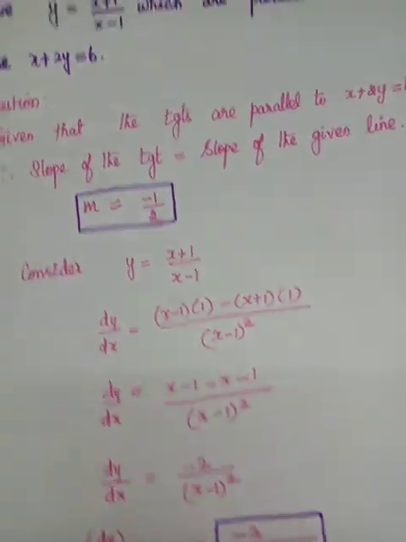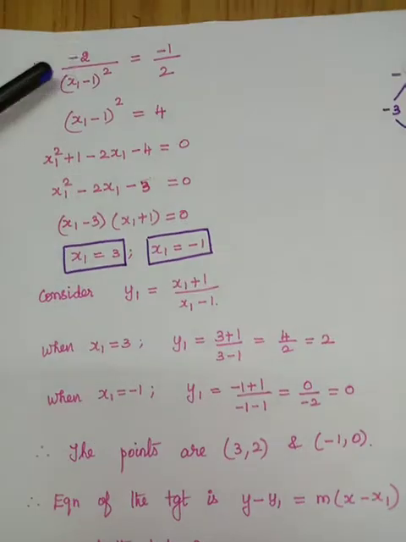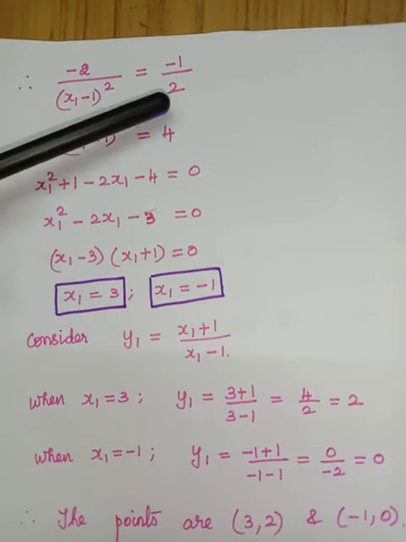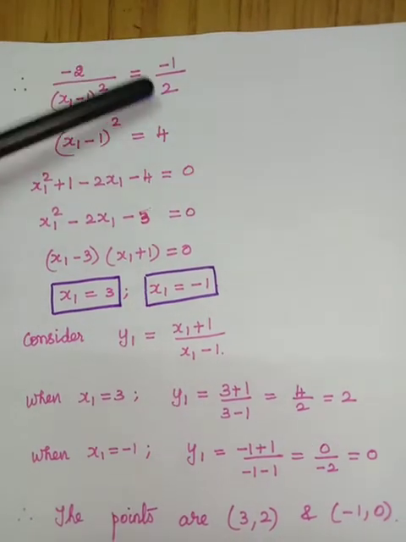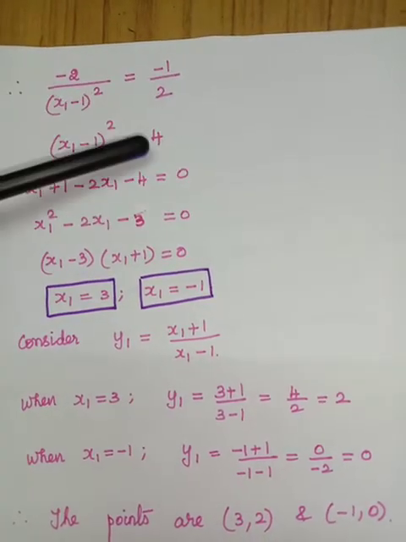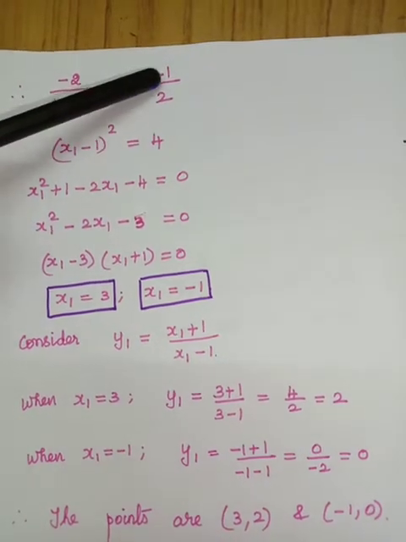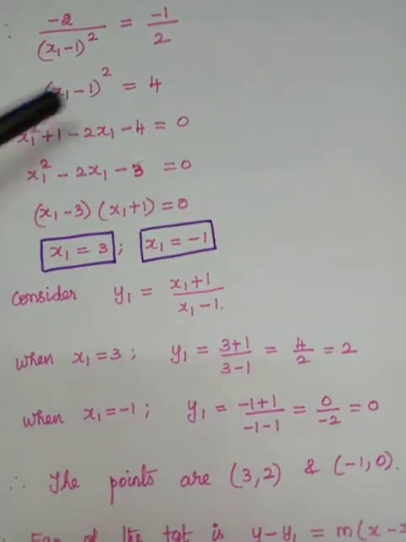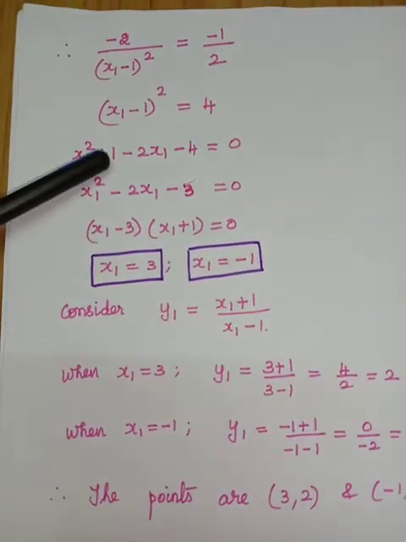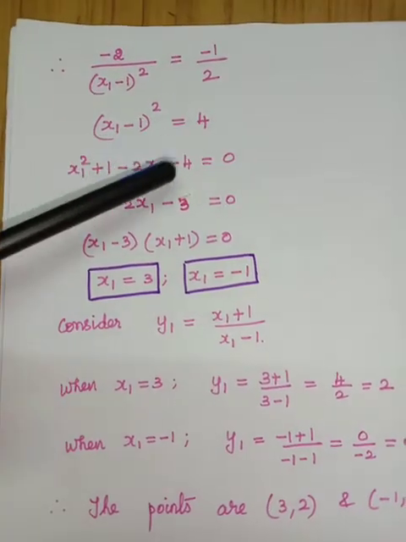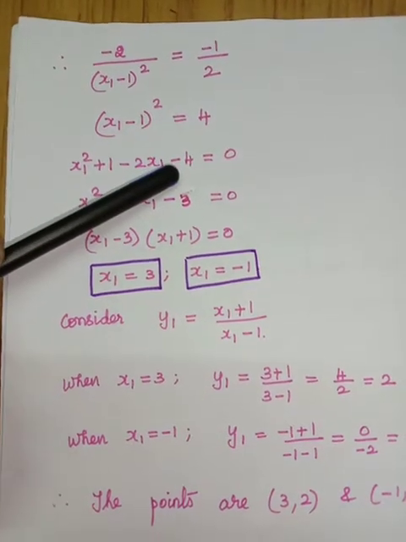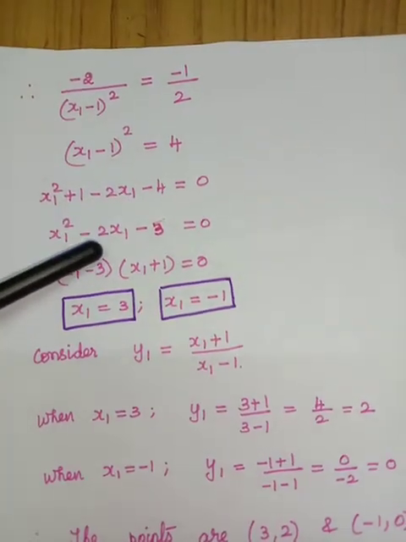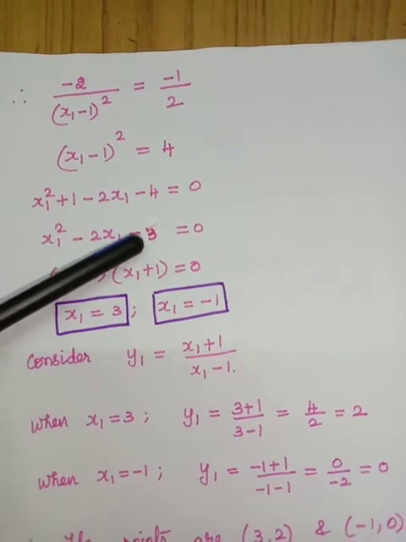So, you have to equate. You will get minus 2 divided by (x1 - 1) whole squared is equal to minus 1 by 2. When you cross multiply, the minus gets cancelled, and 2 twos are 4. This one into 1 is (x1 - 1) whole squared. When you expand (a - b) whole squared, it is a squared plus b squared minus 2ab. Bringing the 4 to the left side as minus 4 equal to 0, we get x1 squared minus 2x1, and 1 minus 4 is minus 3, equal to 0.